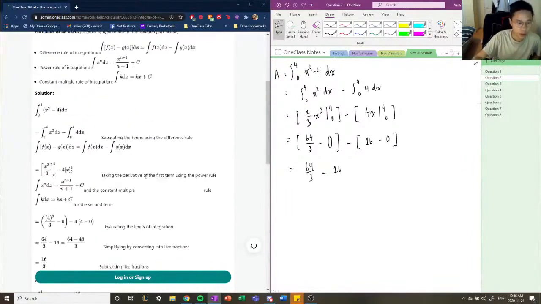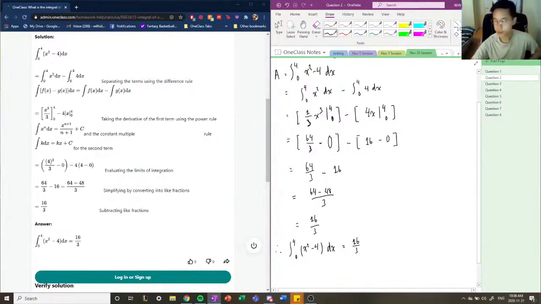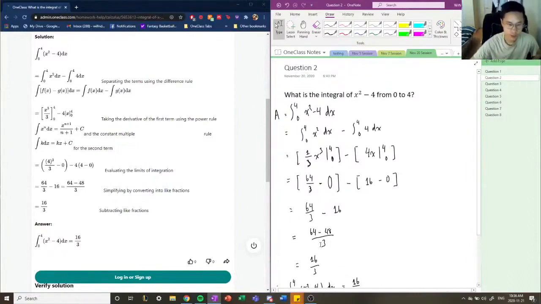Okay, cool. So now we're going to simplify this fraction here. This is 64 minus 48 divided by 3, and that is equal to 16 over 3. So therefore, the definite integral from 4 to 0 of x squared minus 4 is equal to 16 over 3. Right? So that's the area under the curve of x squared minus 4.